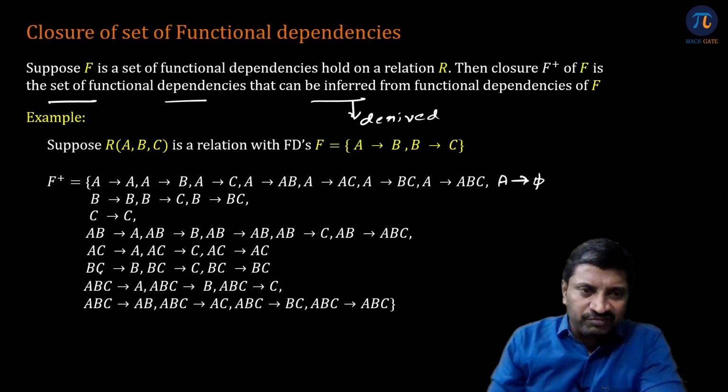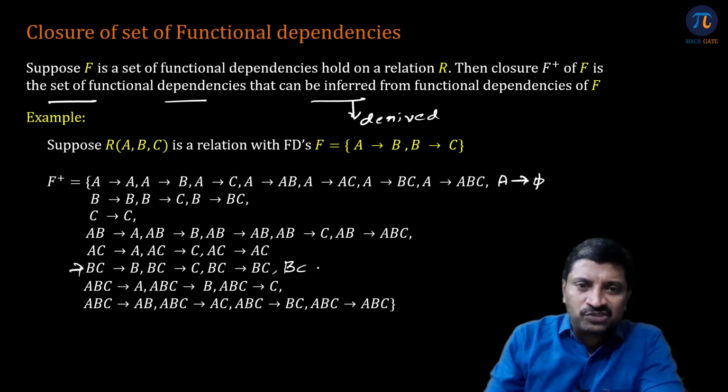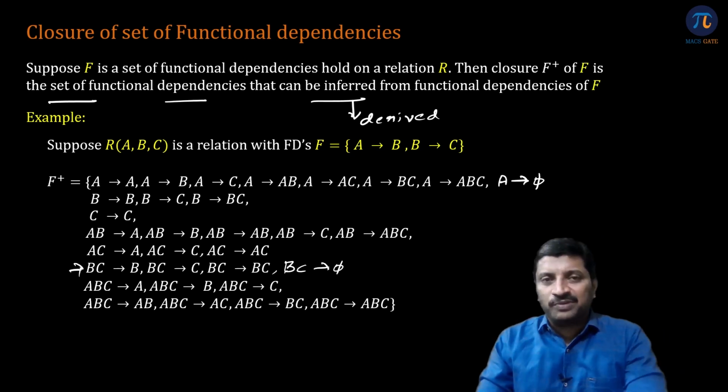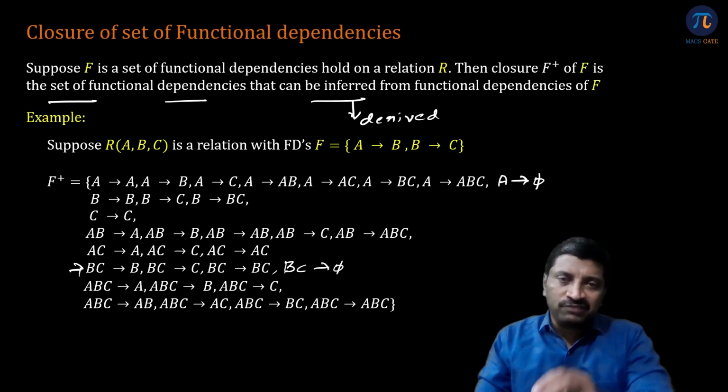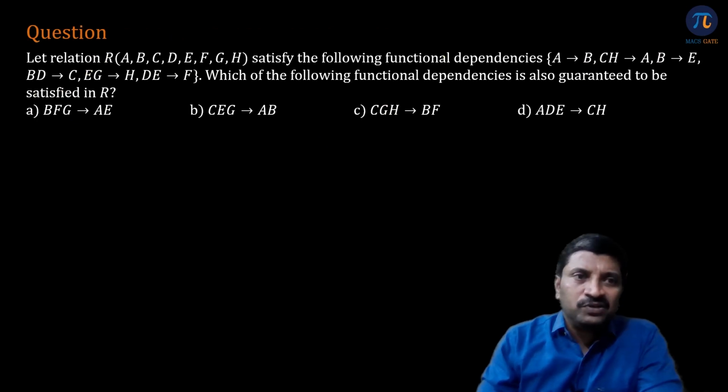Similarly, this one we have verified. BC implies B, BC implies C, BC implies BC. If you want, you can write this one also. Like this, you can verify the remaining also, sir. So the set of all possible functional dependencies by using the given set of functional dependencies is called the closure set of that functional dependencies. So let us see one question, sir.